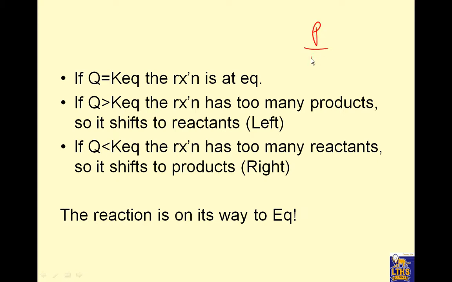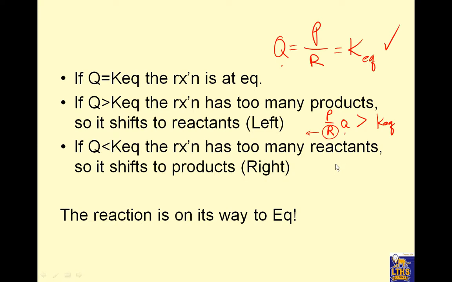If you put in the ratio of products over reactants and you don't know if it's at equilibrium, and you get the K, the equilibrium constant, wahoo, you're at equilibrium. Yay. Okay. If you put in a ratio of products over reactants and you get a number that's greater than the equilibrium constant, then that means Q is not at equilibrium yet, and in order for it to get to equilibrium, you're going to need more reactants. So it's going to have to shift to the left.